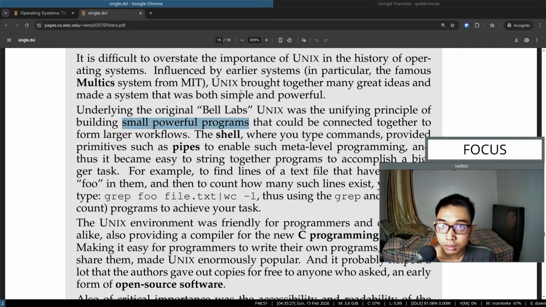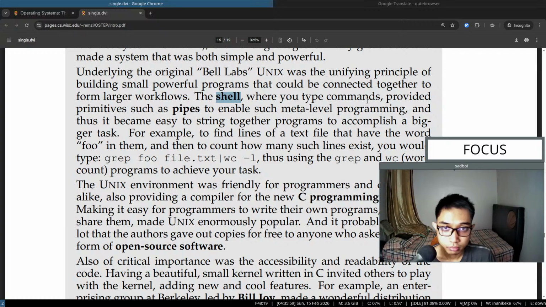The original Bell Labs Unix was the unifying principle of building small, powerful programs that could be connected together to form a larger workflow. The shell, when you type a command, provides primitives such as pipes to enable such meta-level programming, and thus it becomes easy to string together programs to accomplish a bigger task.